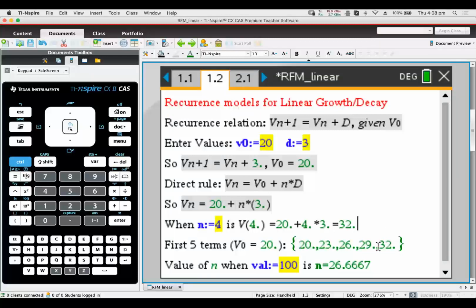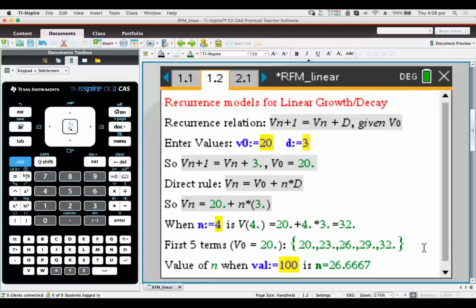So the notes page is a really convenient way of doing a quick analysis of a basic recurrence relationship, in this case a linear one where it's just something being added each time. And the final thing there is to say, okay, well, is there a way of calculating the n value if you know that the v of n was 100? How many times would you have had to have added the 3? And the calculation there is shown.